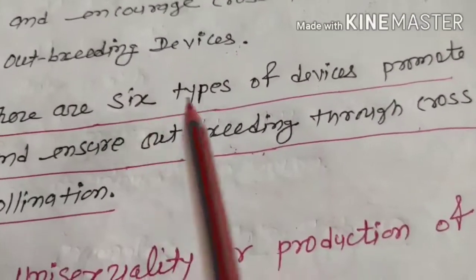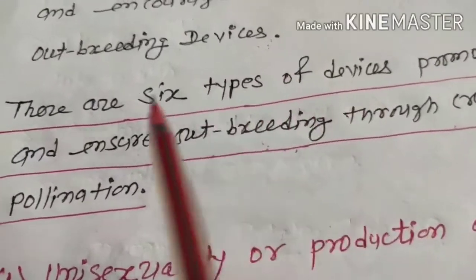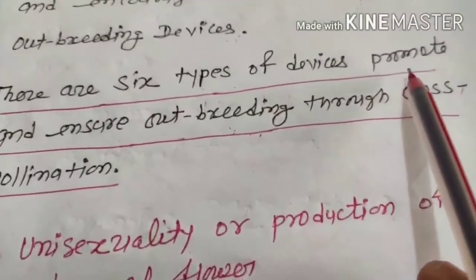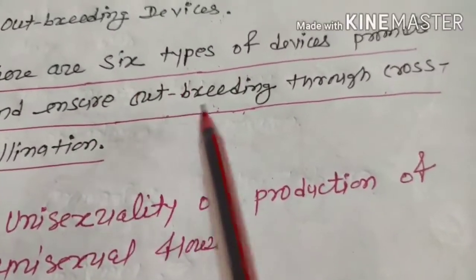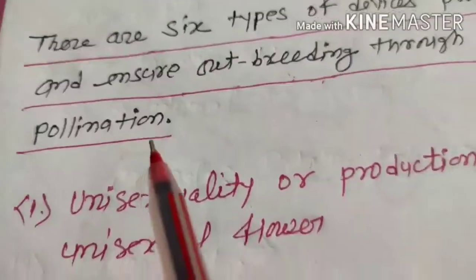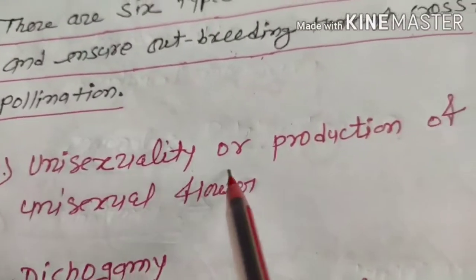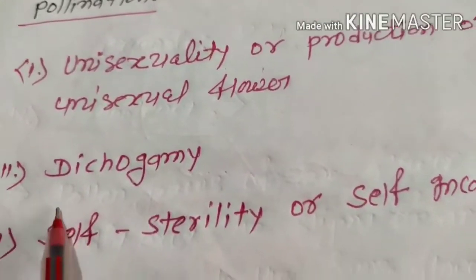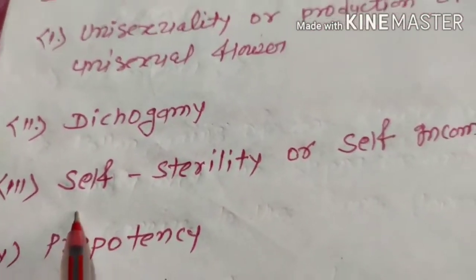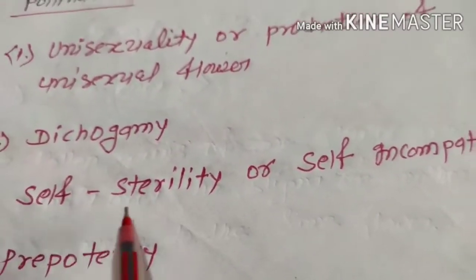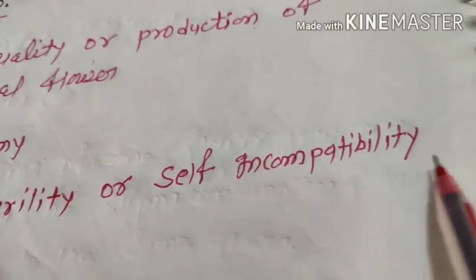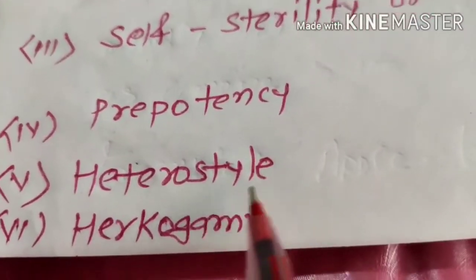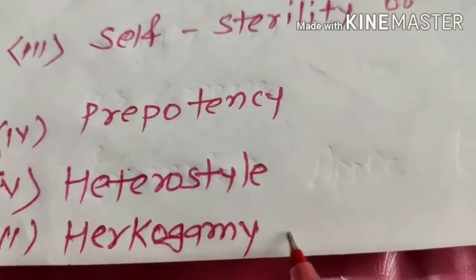Now there are 6 types of outbreeding device, and all devices promote and ensure outbreeding through cross pollination. The first is unisexuality or production of unisexual flower. Second is dichogamy. The third is self-sterility or self-incompatibility, and the fourth is prepotency, fifth heterostyle, and the sixth hercogamy.